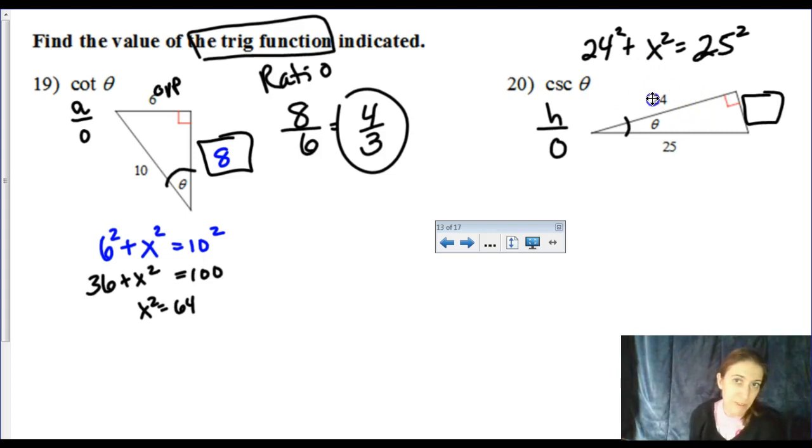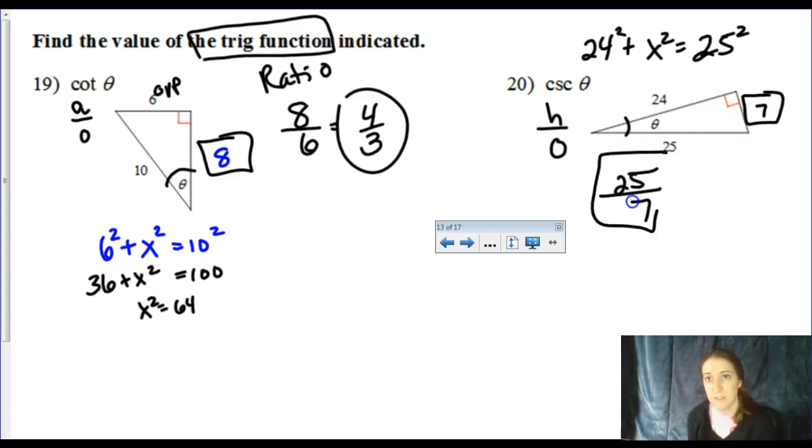This Pythagorean triple is 7, 24, 25, but you would get that 7 through solving this Pythagorean theorem equation. So now I know that the hypotenuse is 25, and the opposite leg to the angle is 7, so the cosecant ratio is 25 over 7.